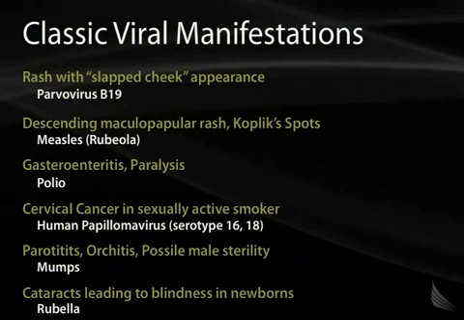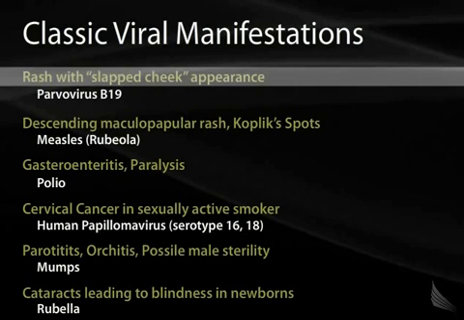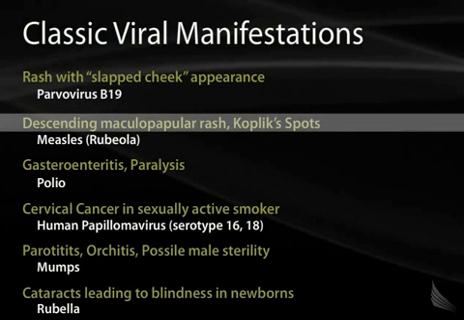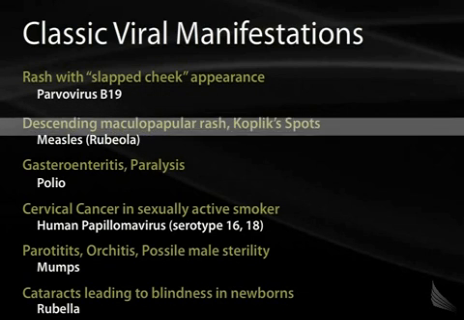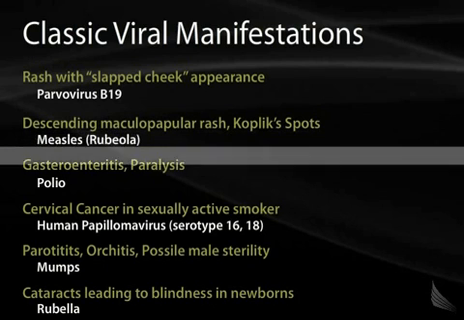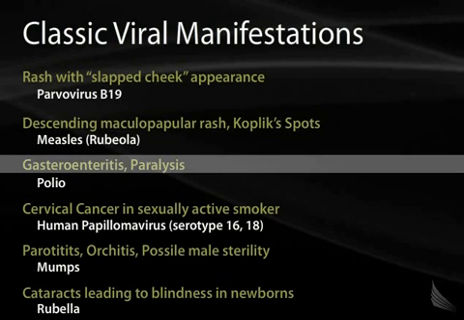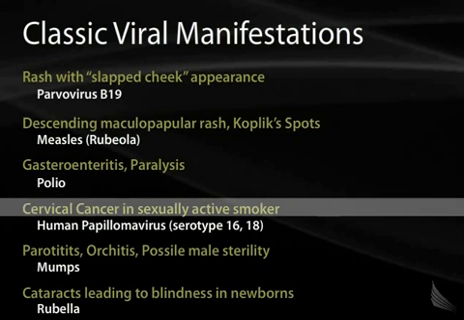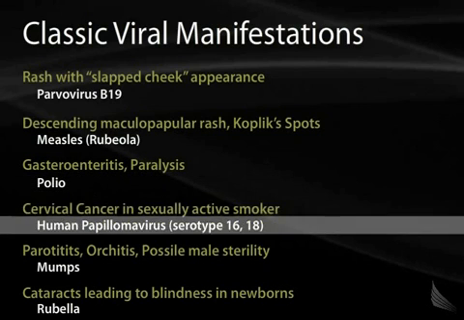Last, we have a synopsis of classic viral manifestations, which is kind of a quick checklist for high yield, as you'll see on USMLE Step 1. If you see a rash with a slap cheek appearance, you should think of fifth disease and parvovirus B19. If you have a descending maculopapular rash and Koplik spots, you could think of measles. If you have gastroenteritis followed by paralysis, you think of poliovirus infection. Cervical cancer in a sexually active smoker, you think of HPV, serotypes 16 and 18.